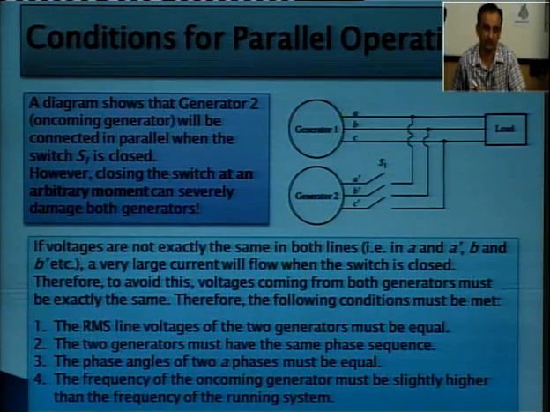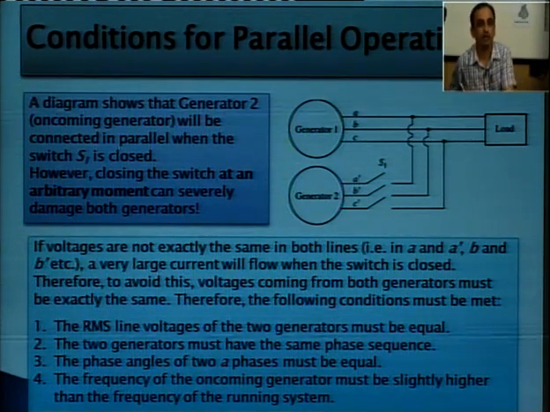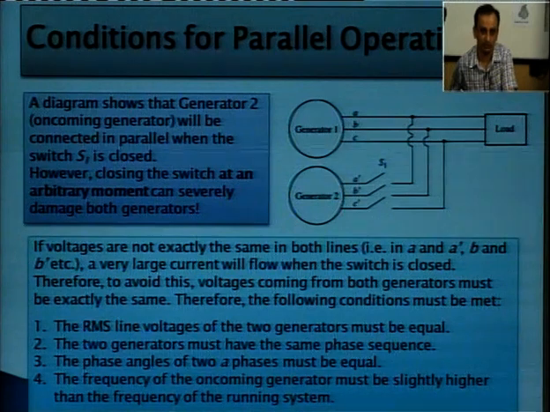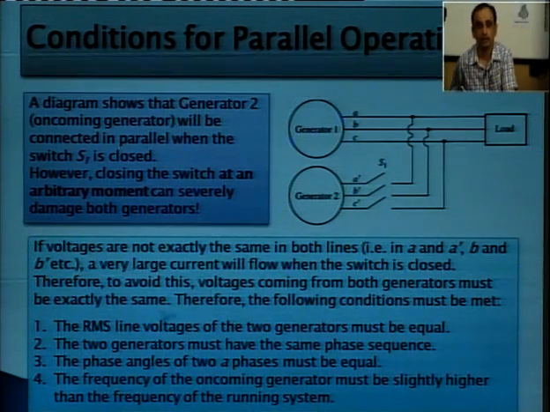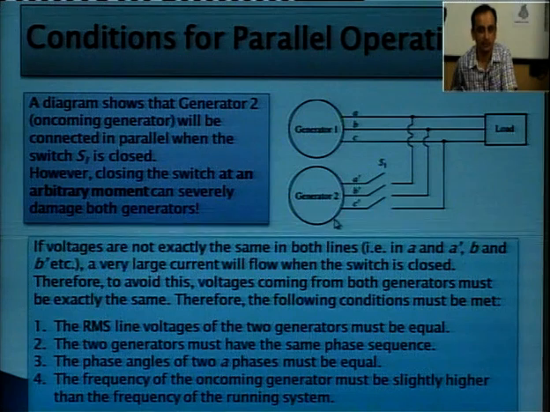There are certain conditions which we need to follow, because if we connect them arbitrarily, it can result in damage to the generators. In this particular figure, there is a generator already connected to a load, and generator number 2 is to be connected to this load. If the voltages in the lines, like A and A dash, B and B dash, and C and C dash, are not close, a very large amount of current will flow, passing through the windings, and that can damage them. So, that can be very dangerous for the machine.